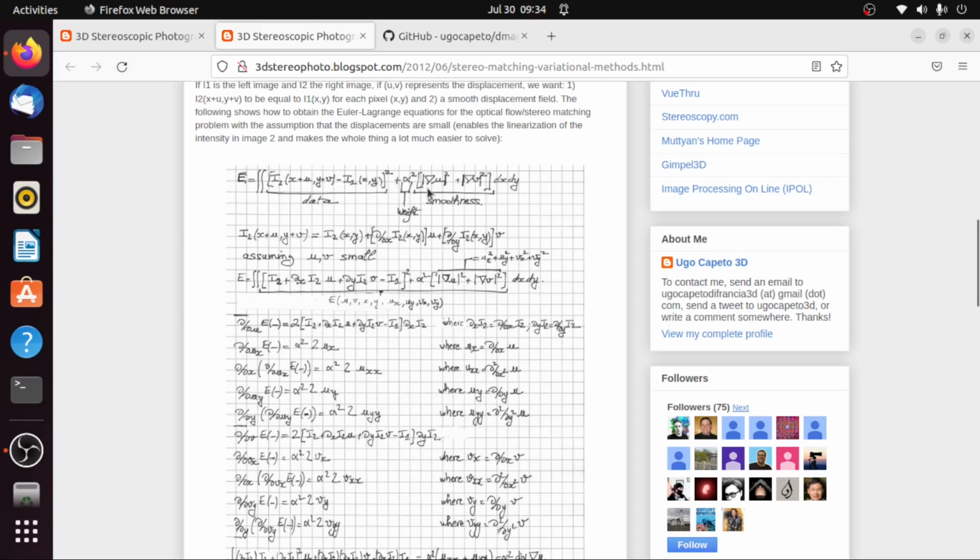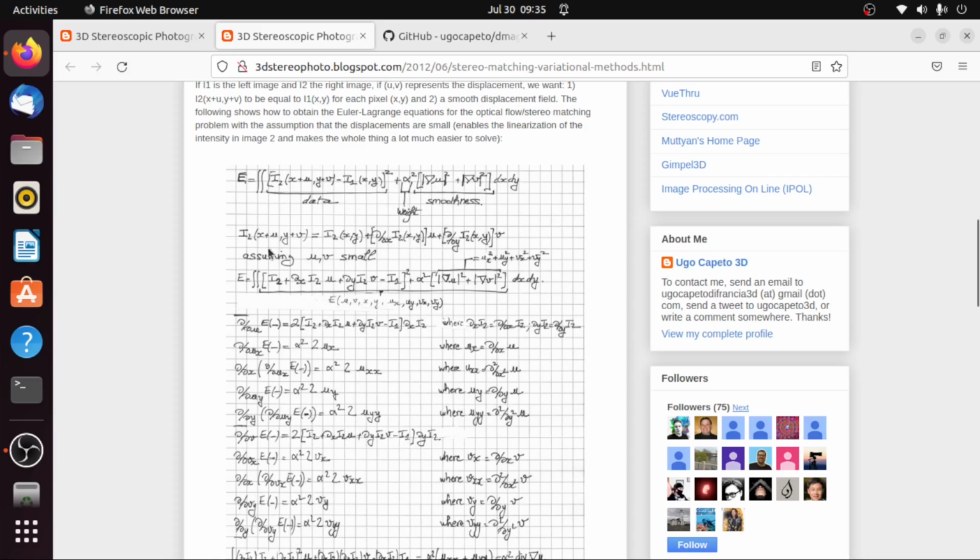But this is more general because it doesn't assume that the two images are aligned. Here you could have images not aligned. That's why you have the U term and the V term, which is the optical flow. So for smoothness, you want this term to be small. You don't want neighboring pixels to have different displacements or different disparities.